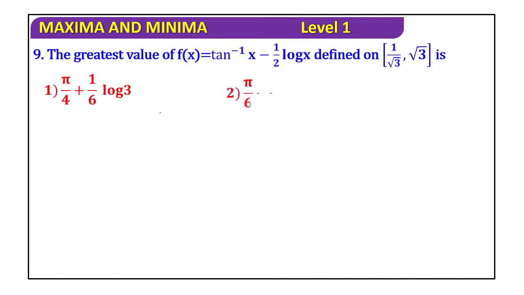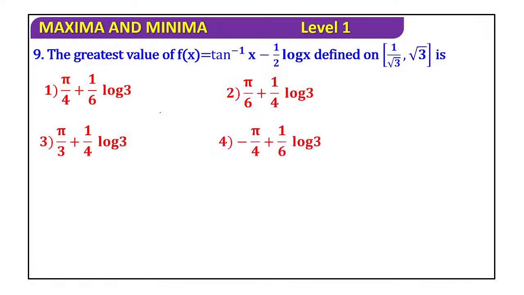Let us take the 9th problem. See here, the greatest value of f of x. That means they are asking maximum. The greatest value of f of x is equal to tan inverse x minus 1 by 2 log x defined on 1 by root 3 comma root 3. This is the given interval. In this interval you have to find. Please be careful. They have given the interval, that is 1 by root 3 comma root 3. In that interval you have to identify what is local maximum and what is local minimum. Clear?